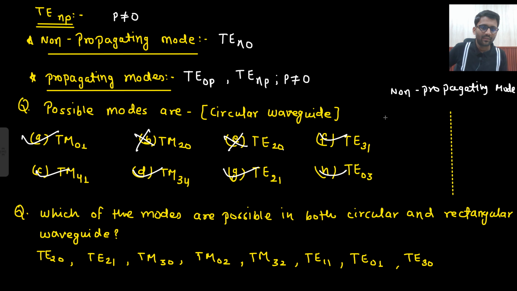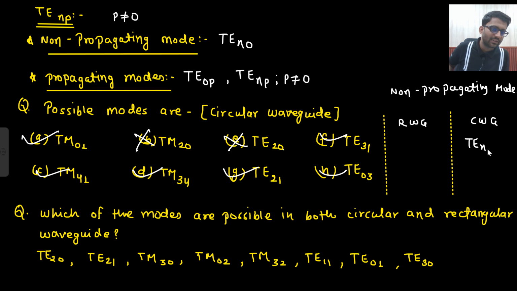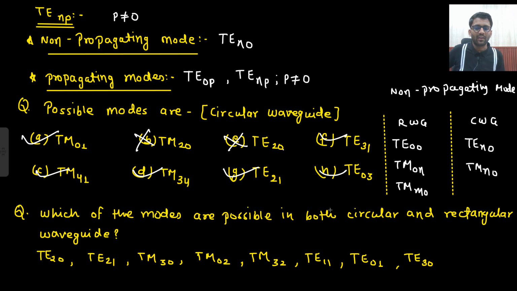So at one end rectangular waveguide, at one end circular waveguide. In circular waveguide the only condition is that P cannot be 0, that's it. But in rectangular waveguide TE00 is not existing, or in case of TM no 0 can be there, like 0n cannot be there and m0 cannot be there. So these are the non-propagating modes in rectangular waveguide and circular waveguide.